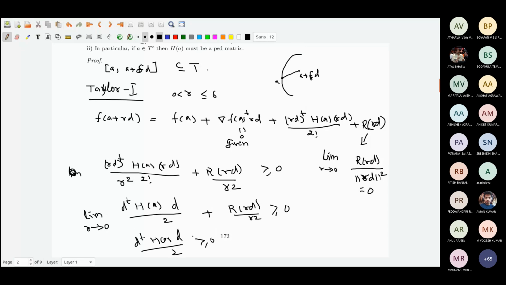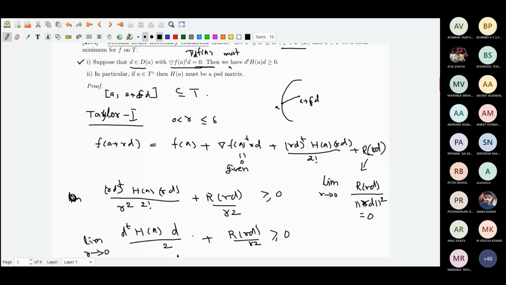The second item comes because the feasible directions available there is nothing but R^n. Because A belongs to the interior of T, this implies D(A) is R^n.